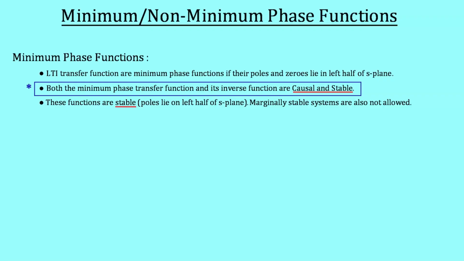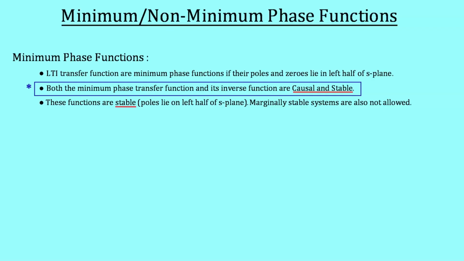We have seen earlier also about what are minimum and non-minimum phase functions. Here we are going to dig a little bit deeper. Those linear and time invariant systems which have all their poles as well as zeros lying in the left half of the S-plane are referred to as minimum phase transfer functions. This is the definition which will be very helpful for you in the subject control systems.